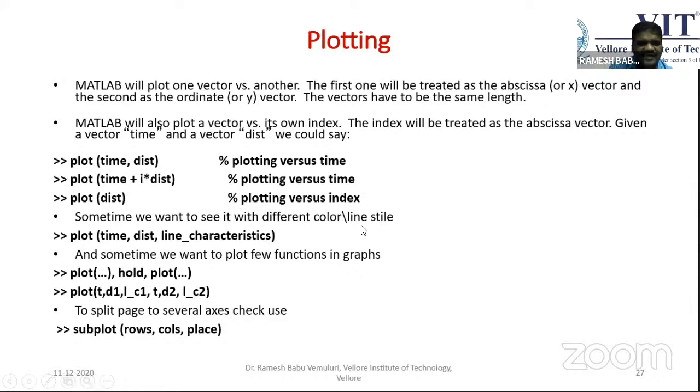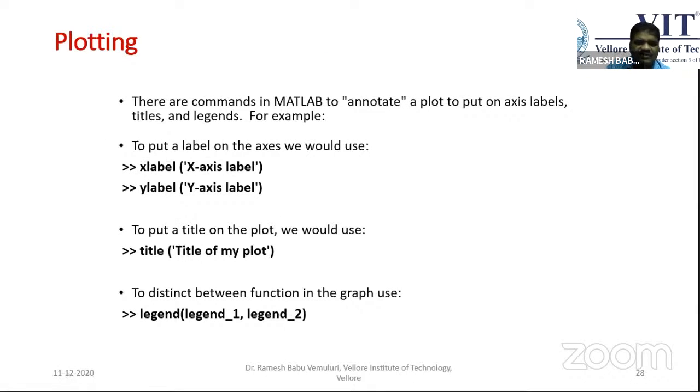And we can use line styles, line characteristics also. Then plot, we can hold it, and we can split it into several axes, and that is called subplot. Then rows, columns, and place, where to place this. So there is annotation. Annotation means giving the labeling: X label, Y label, and the title. And the legend means any distinct function in the graph. If you want to write something, then it's called a legend.